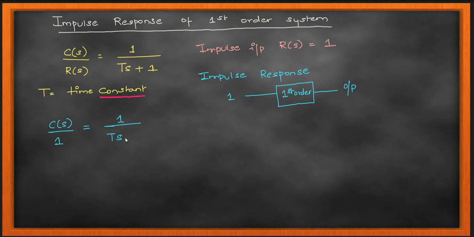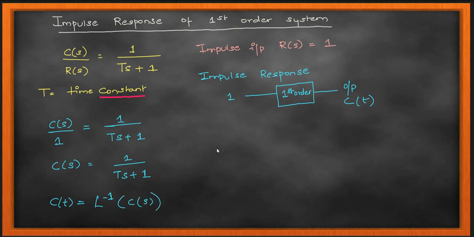And then what do we need to do? We need to take the inverse Laplace transform. So when I do the inverse Laplace transform for my C of S, I get my C of t, which is your impulse response, or your time response for the input signal, which is impulse. For the input signal to be an impulse, your response is given as C of t.